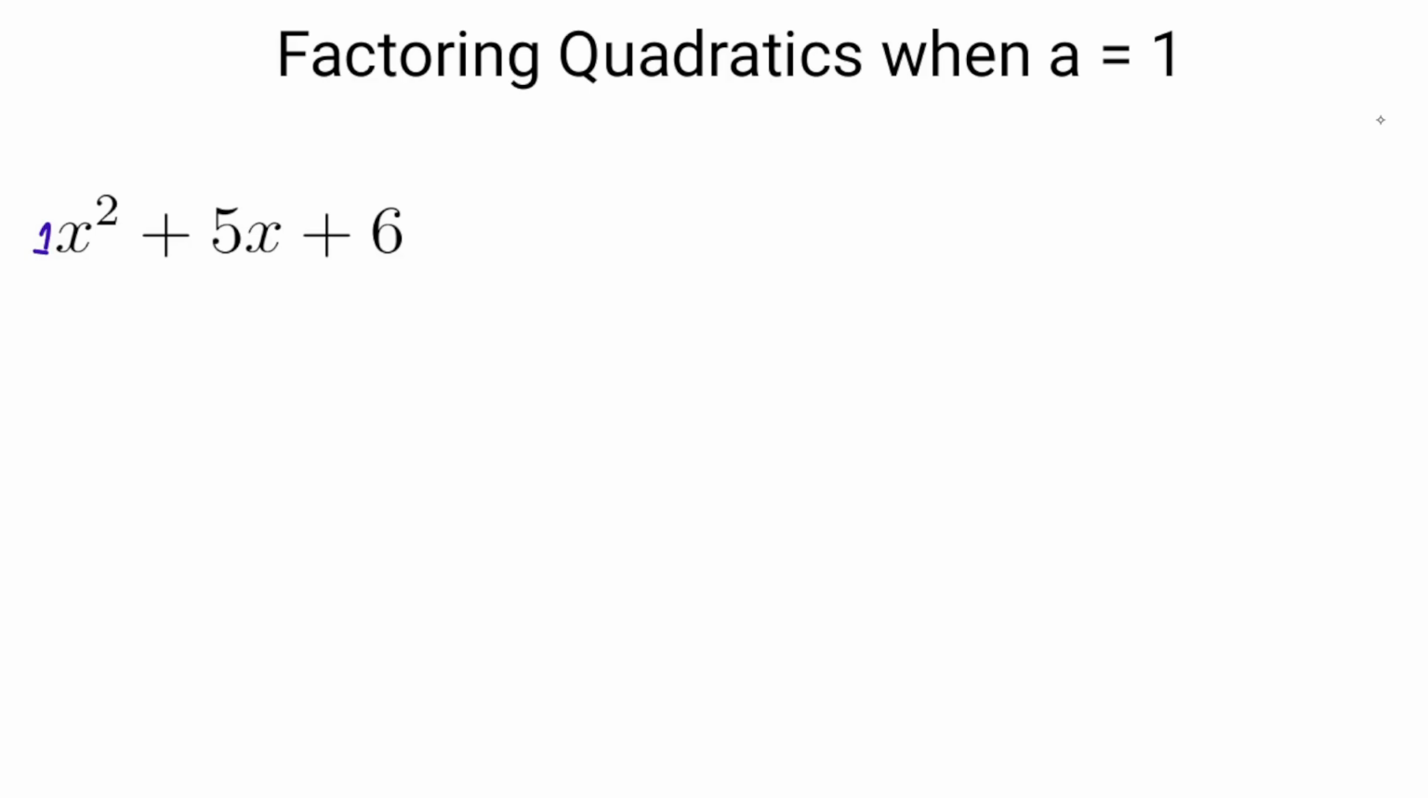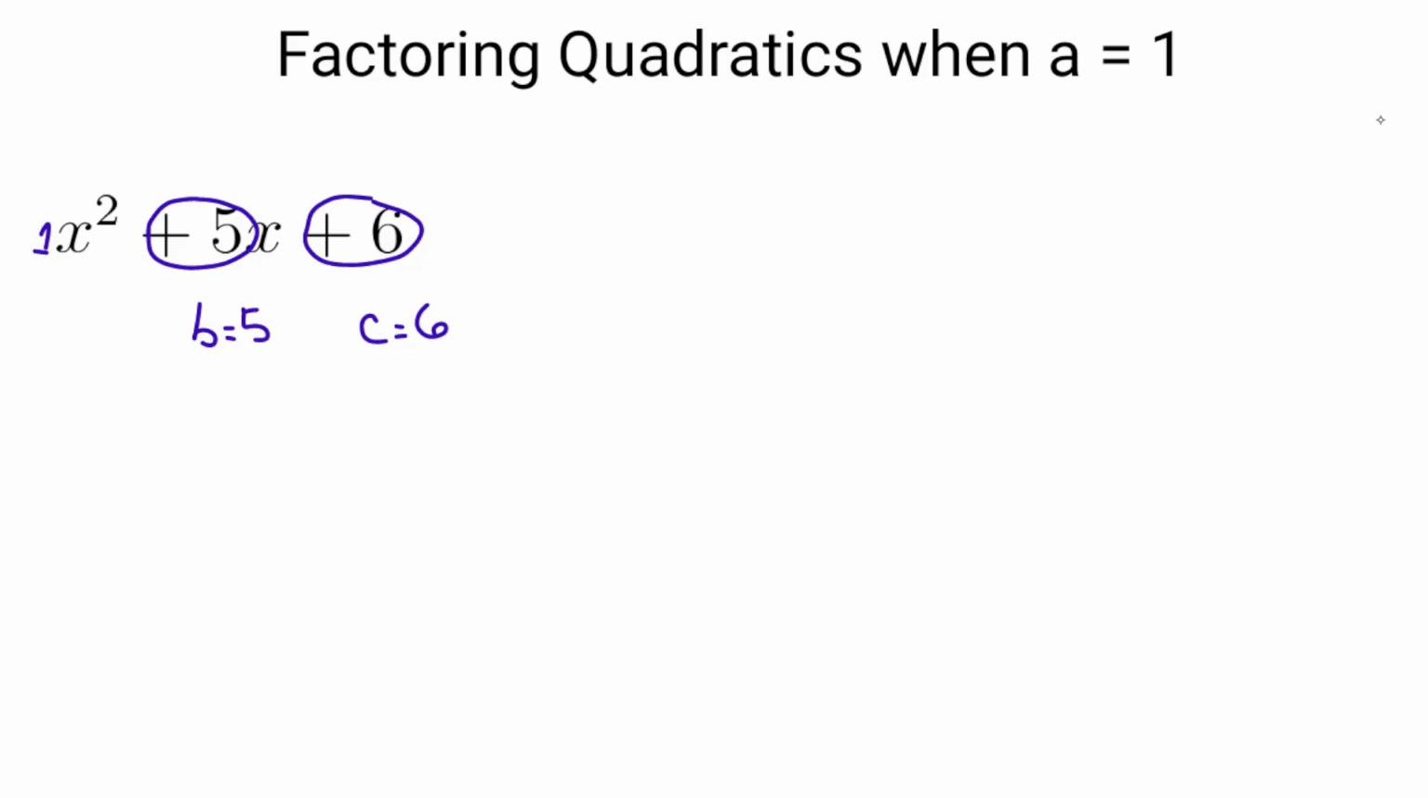Now, the first thing we need to do is figure out what b equals, and figure out what c equals. Now, b is always going to be the number in front of your x here. So it's going to be this positive 5. The sign goes with it. It's a positive 5. C is always this number at the end here. So C is going to be positive 6.